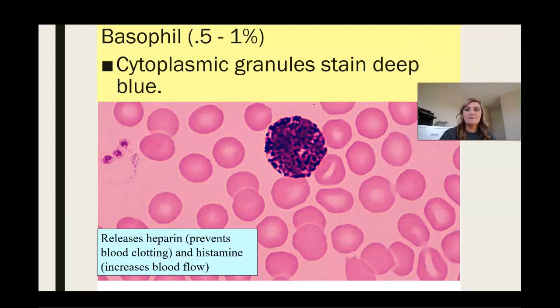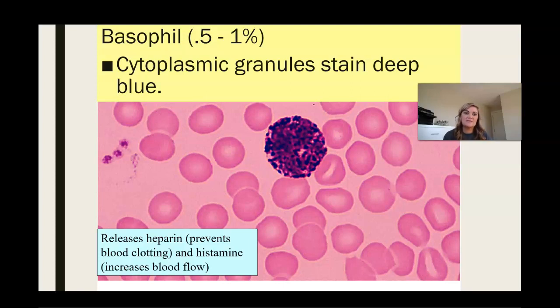The next type that we see here is going to be a basophil, and this is going to be anywhere from 0.5 to 1% of the white blood cells that we see in a blood sample. These are also going to have cytoplasmic granules, and these are going to stain a deep blue color. So with this type of cell, you know it's a basophil when it looks like it's full of all of these granules, and it's a much darker color.